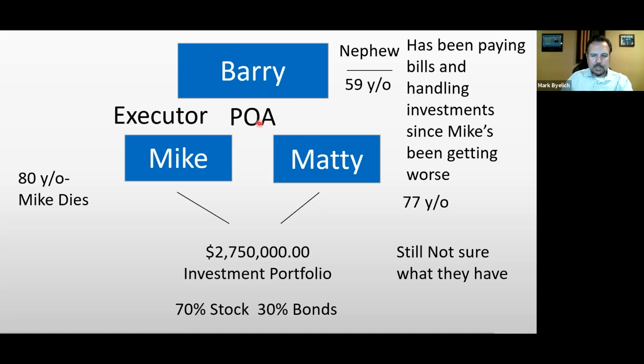Barry is now not only a fiduciary because he's a power of attorney, but now he's got a fiduciary responsibility as an executor. So if I went back through that process again, does Barry have a fiduciary responsibility? Is he a fiduciary as an executor? Yes, the answer is yes.